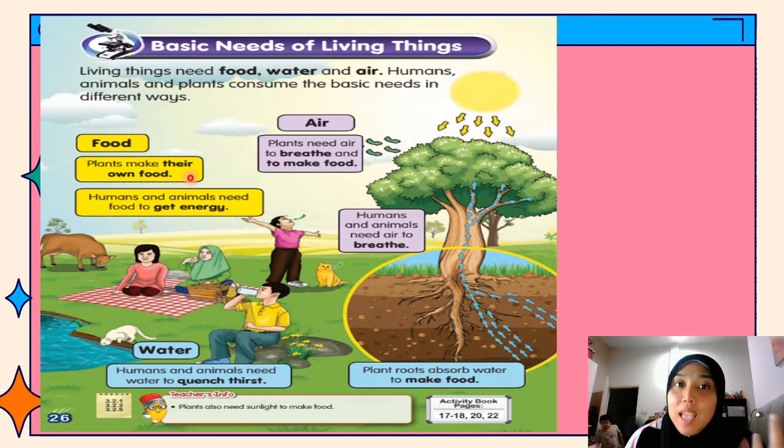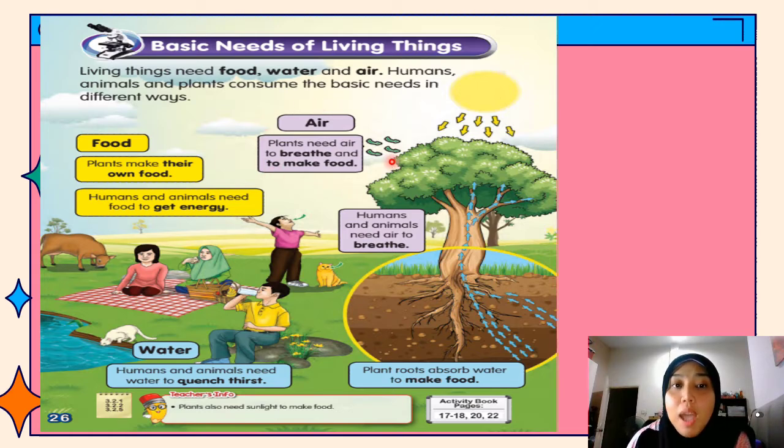Jadi, siapa yang makan makanan ini? Siapakah makan makanan yang dibuat oleh tumbuhan? Tentulah manusia dan haiwan. So, humans dengan animals need the food to get the energy. Jadi, cara untuk mereka dapat makanan ialah dari tumbuhan. Awak faham tidak anak-anak murid semua? Okay?